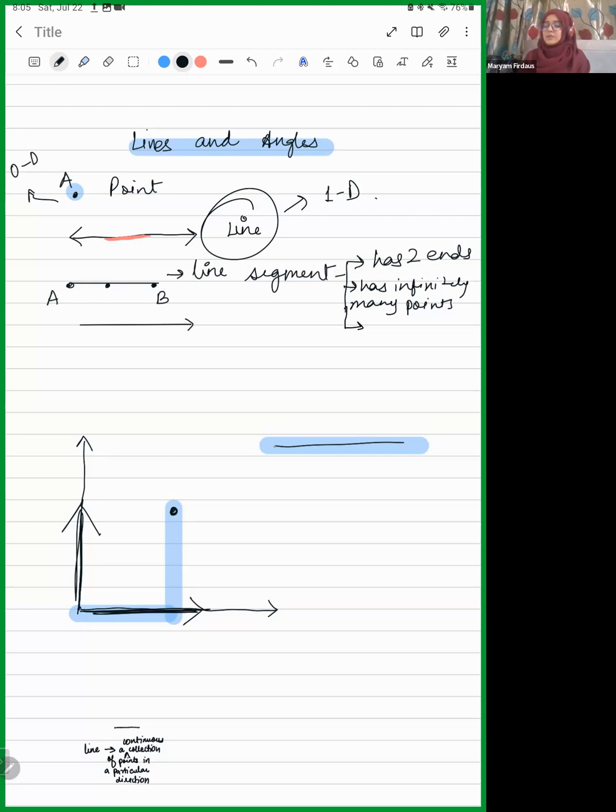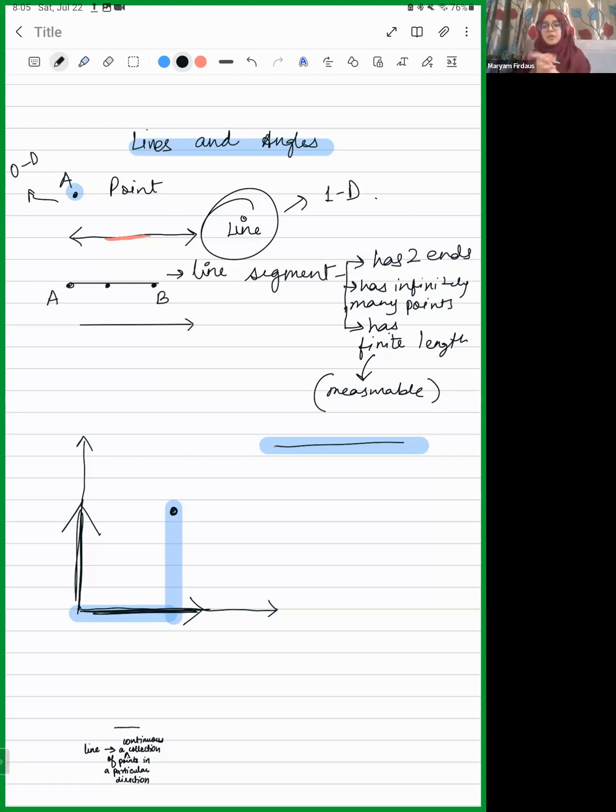Okay, after this, you can say the line segment, you can measure the length of a line segment. Why? Because it is finite in length. It has finite length. Finite length means it is measurable. Don't get confused, okay? Finite means measurable. Infinite is something that we cannot measure.